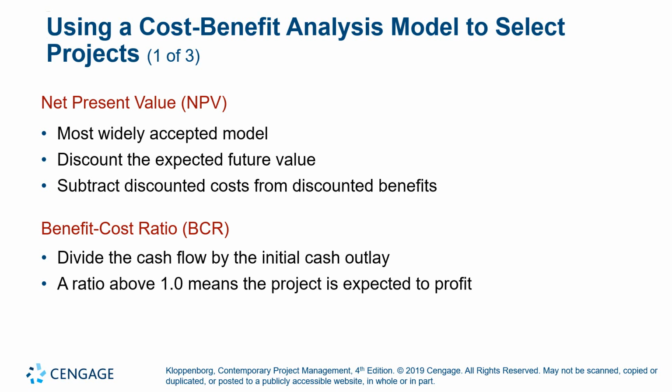Using a cost-benefit analysis model to select projects. So these are some areas that can be used by most PMOs to select particular projects. One is net present value, NPV. It's the most widely accepted model. It discounts the expected future value. You have the benefit cost ratio, which divides the cash flow by the initial cash outlay. This is another one.